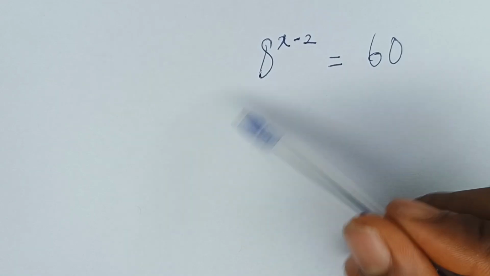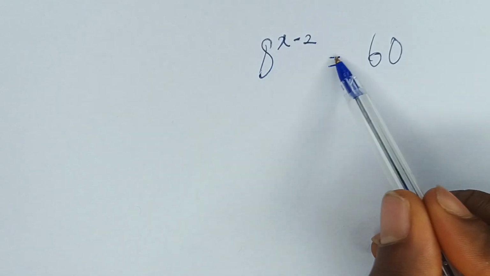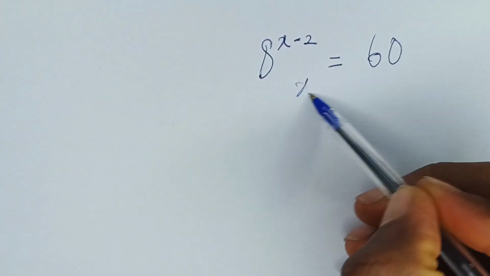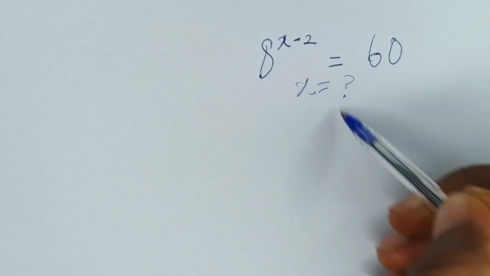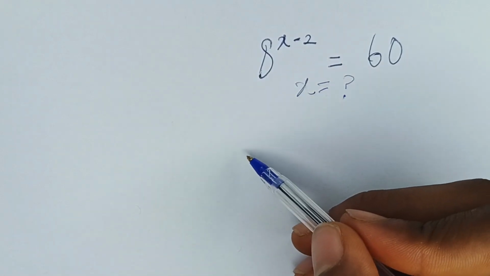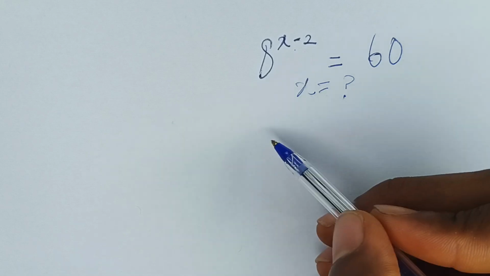Let's solve this equation together. It says 8 raised to the power x minus 2 is equal to 60. We're required to solve for x in this expression. Alright. Now, first things first, when you have a minus in indices, it means division.